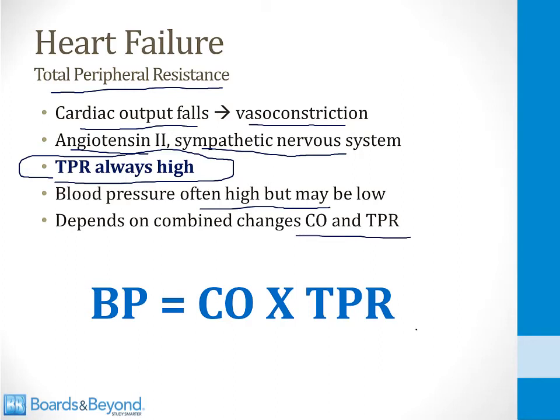So, for example, if the peripheral resistance is very, very high and the reduction in cardiac output is small, then patients with heart failure can have an elevated or normal blood pressure. On the other hand, patients who have severe end-stage systolic heart failure and have a very, very low cardiac output, these patients may be hypotensive despite having a very high peripheral resistance.